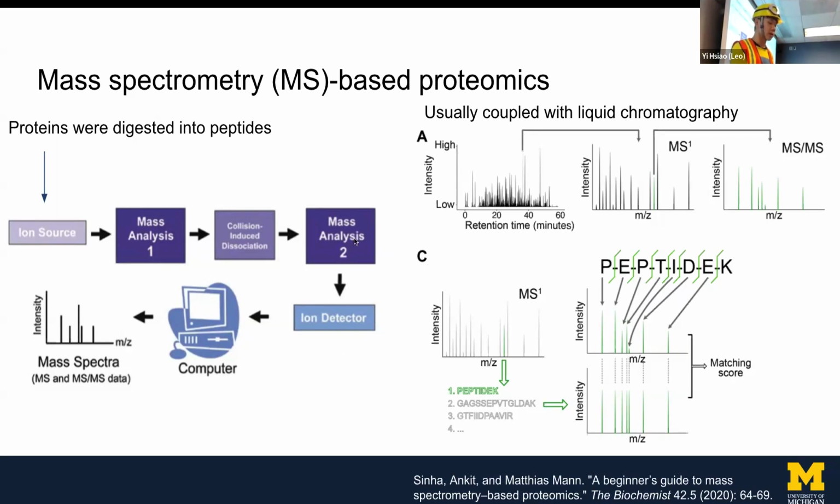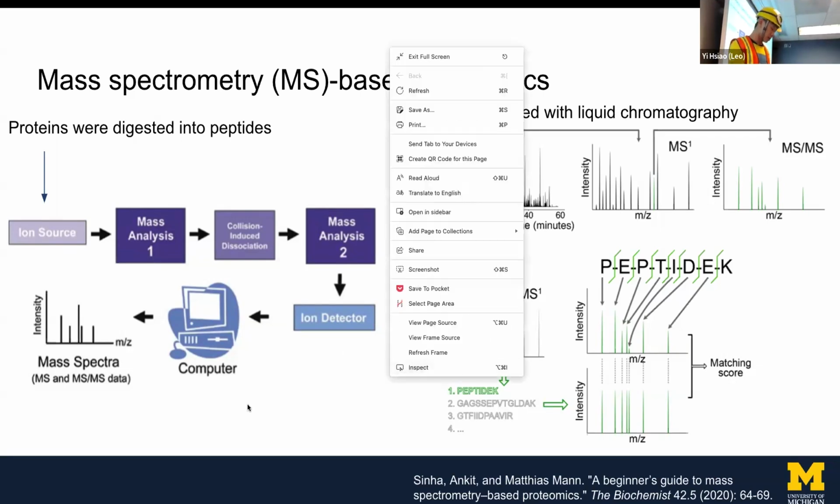And generally, we also couple with liquid chromatography to do the sample separation, so we only get a small number of proteins in one window. And this will be collected in the MS1. MS1 is the peptide ion, and then it goes to MS2.